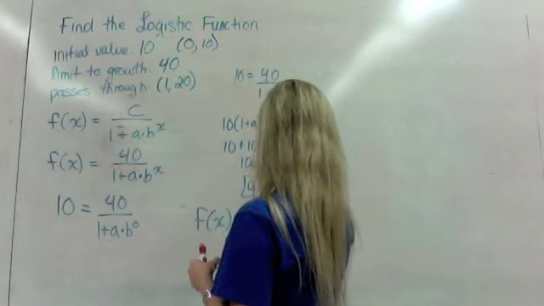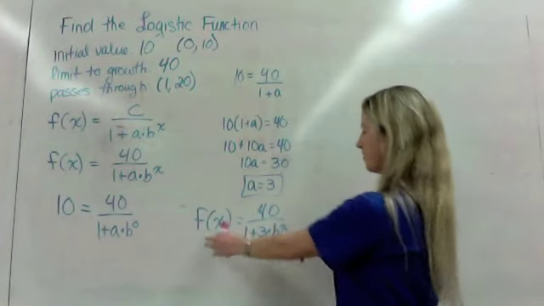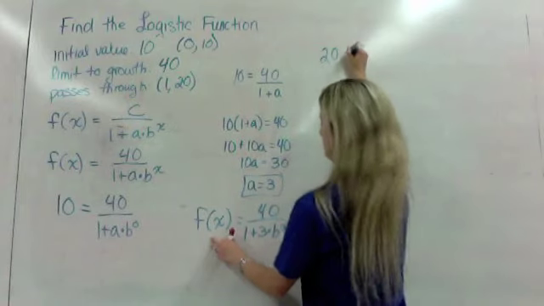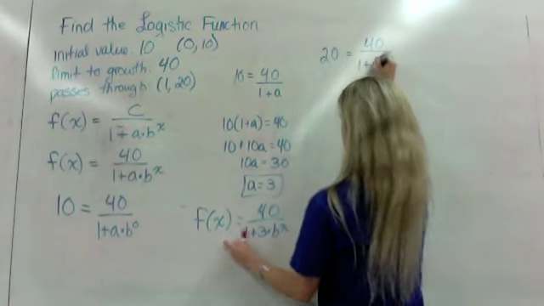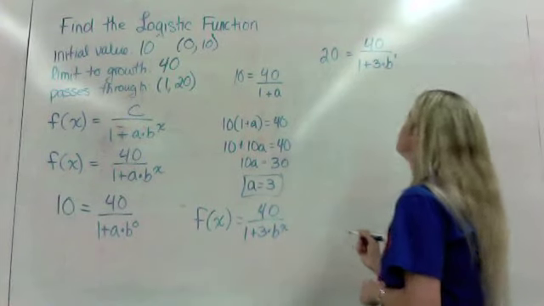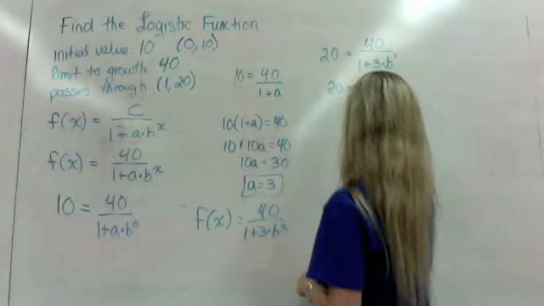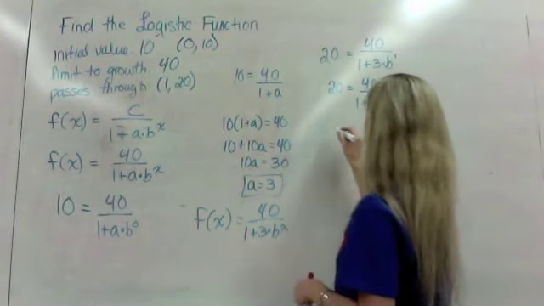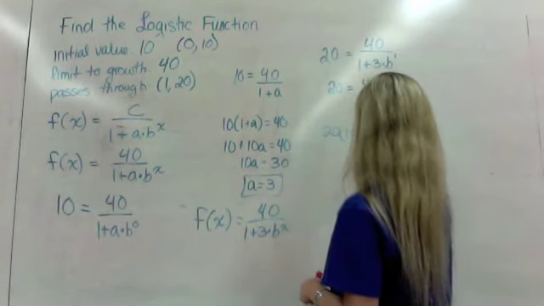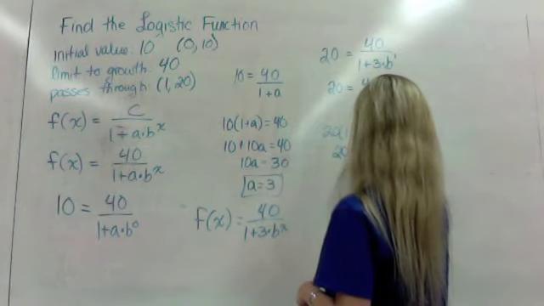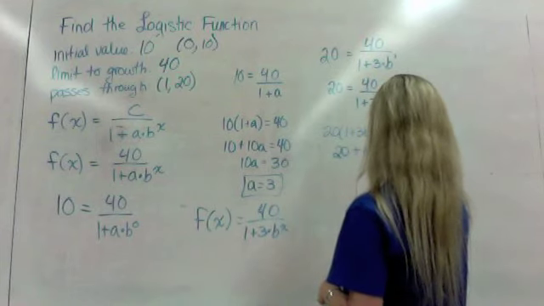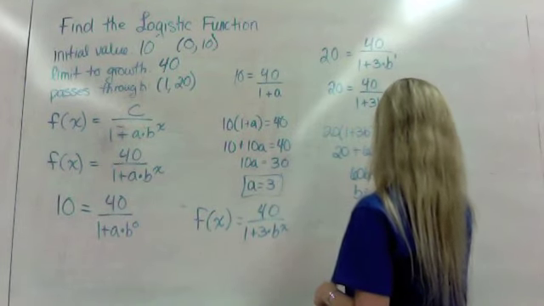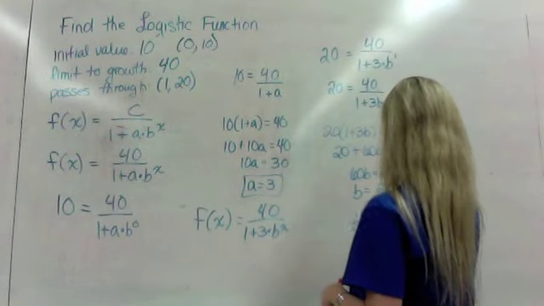So now our function f of x is going to equal 40 over 1 plus 3 times b to the x. Then all we need to do now is solve for b, so we can plug in another ordered pair, (1, 20). So that means that 20 equals 40 over 1 plus 3 times b to the first. So 20 equals 40 over 1 plus 3b. Multiply both sides by 1 plus 3b, so you end up with 20 times 1 plus 3b equals 40. So 20 plus 60b equals 40. Subtract 20, so 60b equals 20. So b equals 20 over 60, or 1/3.